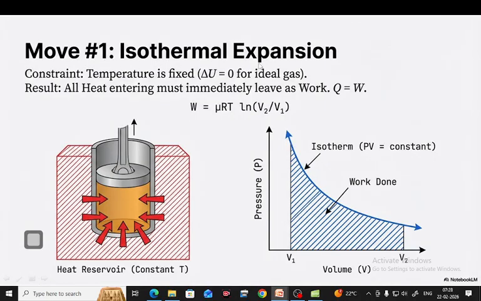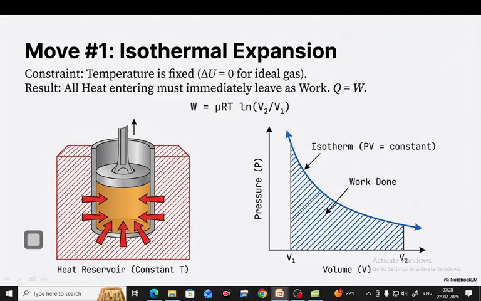Move 1. Isothermal expansion. Constants: temperature is fixed, so del U equals 0 for ideal gases. All heat entering must immediately leave as work. So Q equals W, or W equals mu R T ln V2 by V1. This is an isothermal process, PV equals constant.